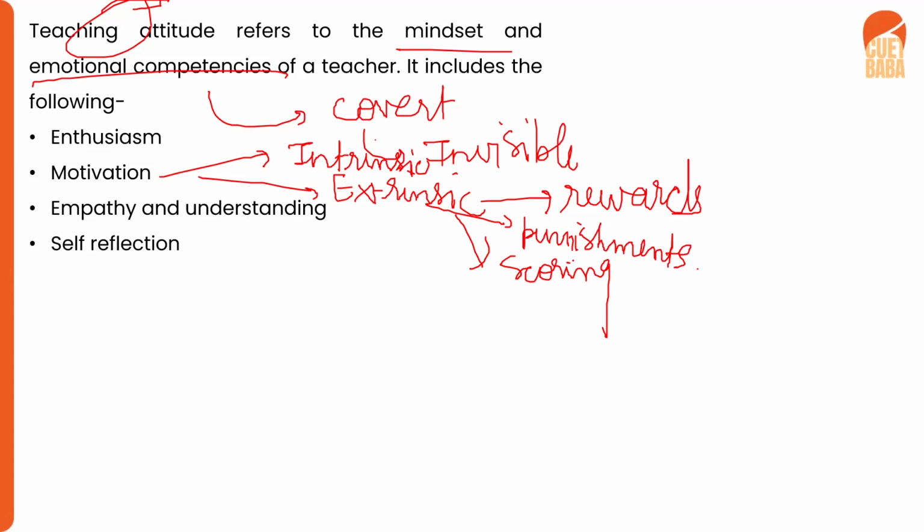Then we have empathy and understanding. Now we need to understand the difference between empathy and sympathy. The only difference between empathy and sympathy is that empathy involves actions. So sympathy does not involve action. So as a teacher, we should be empathetic towards the learners. We should be empathetic to create a desired change through our teaching in the mindset of the learners. So that is what empathy means.